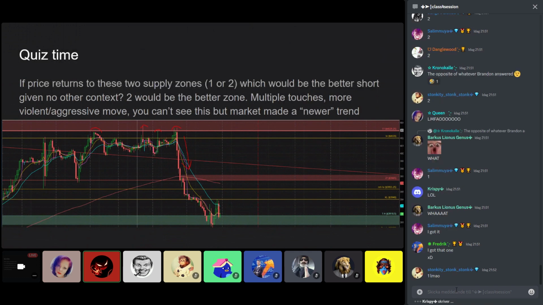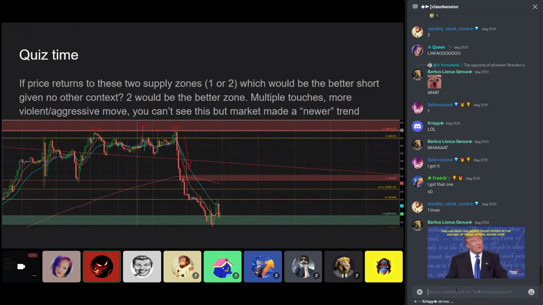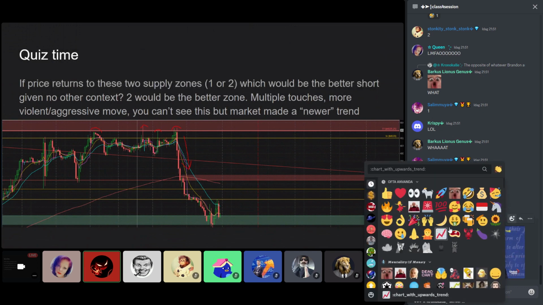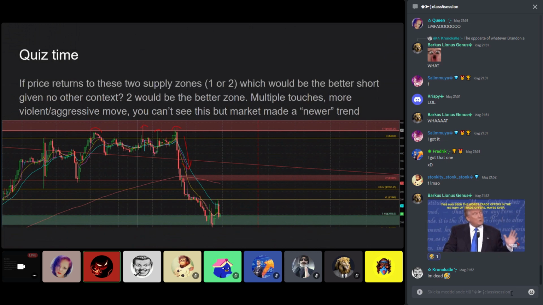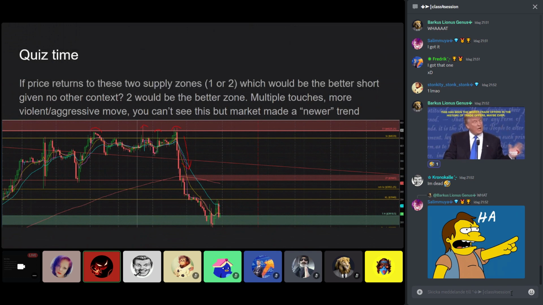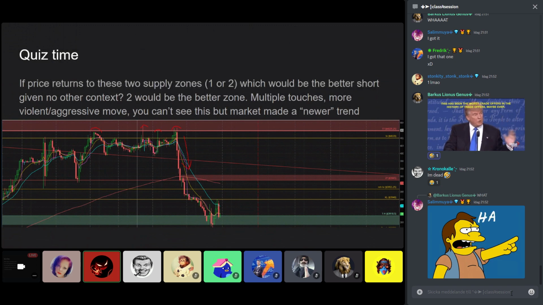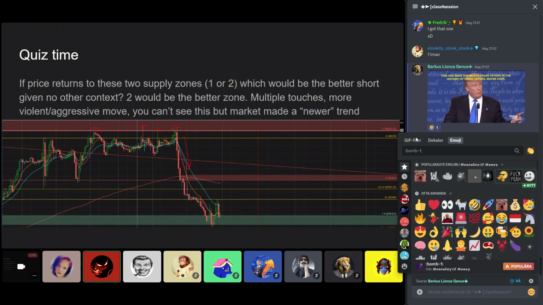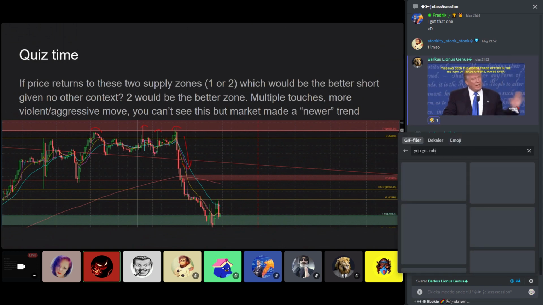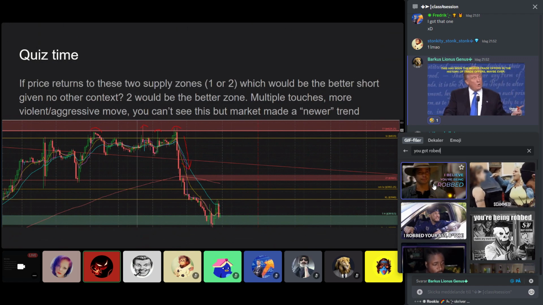So here is my reasoning. You have multiple touches of this zone. We have not really broken through any of this zone. And something you couldn't see is that the market made a new trend when we hit this zone. This is the zone that we sold off of earlier this week, where in the morning we kept chopping between about 4010 and this 4030 area. We were just chopping, and then we had that big sell off and we sold off the rest of the day.